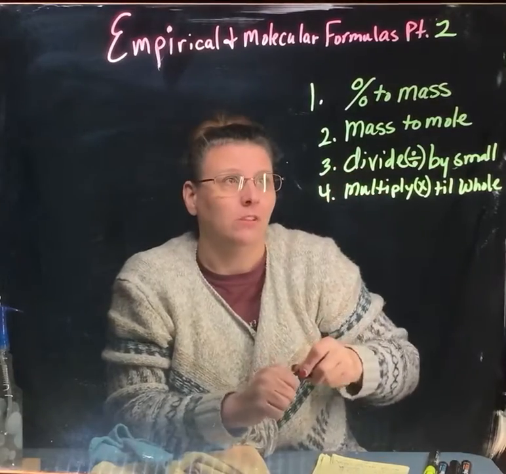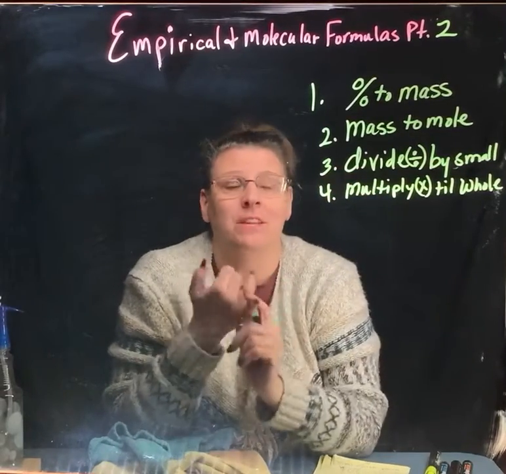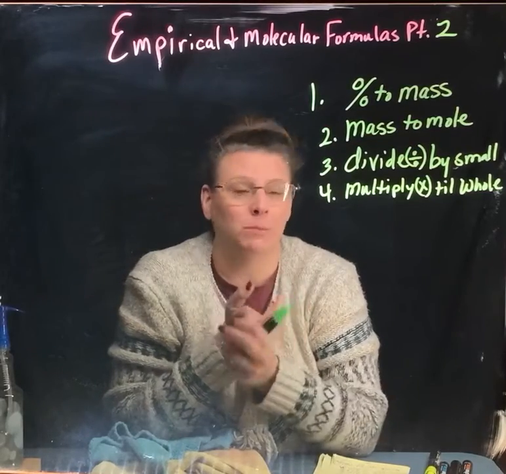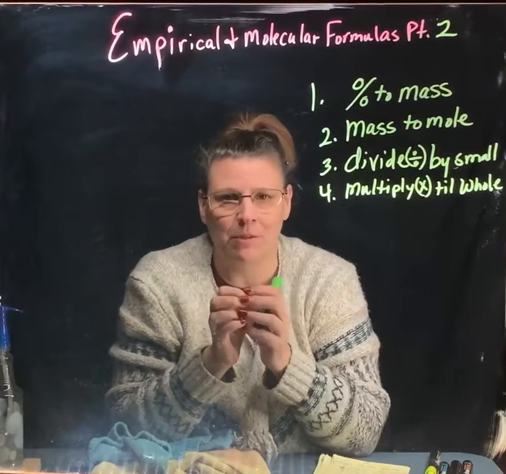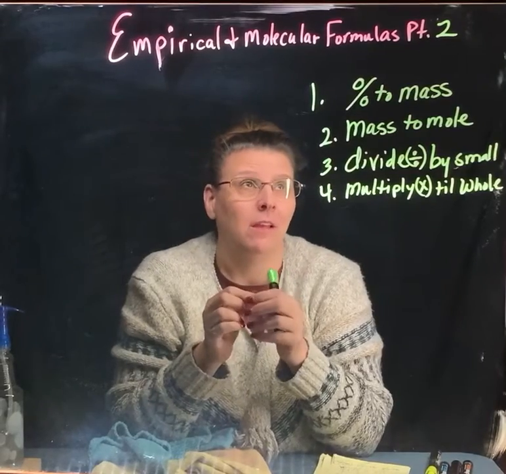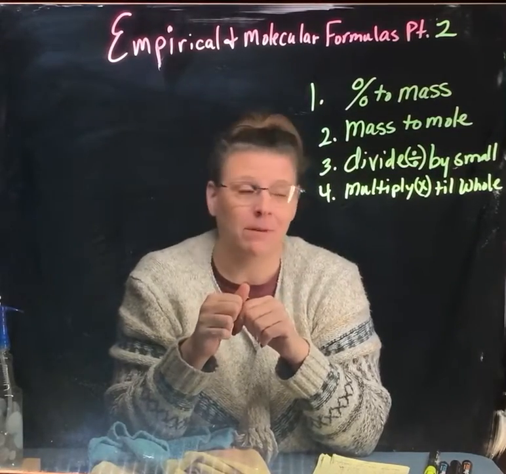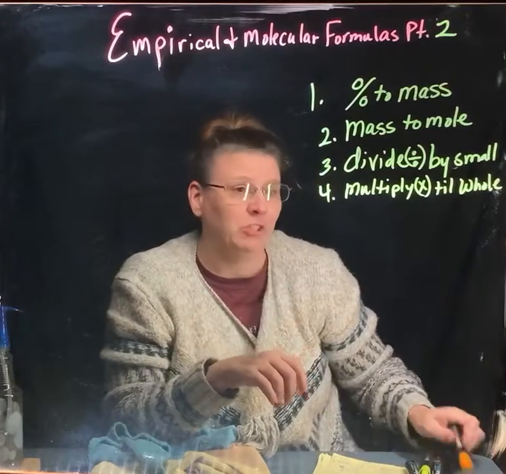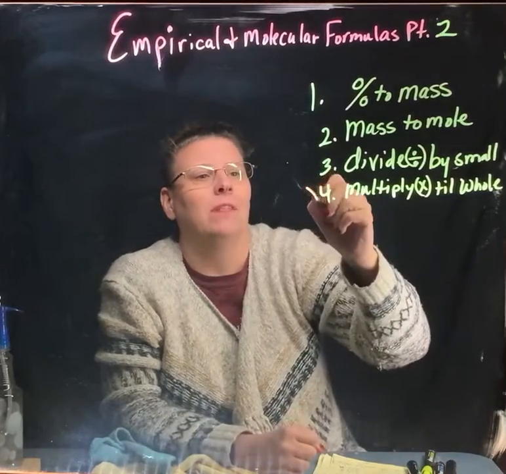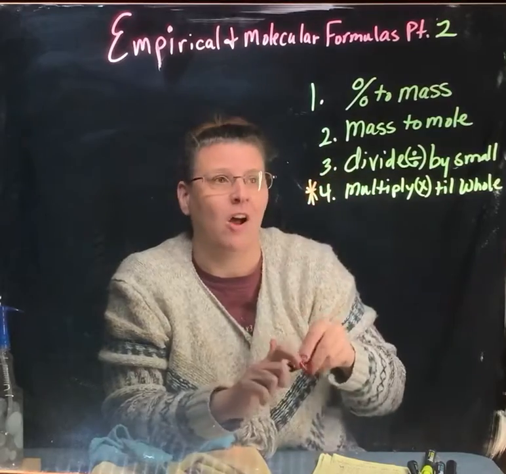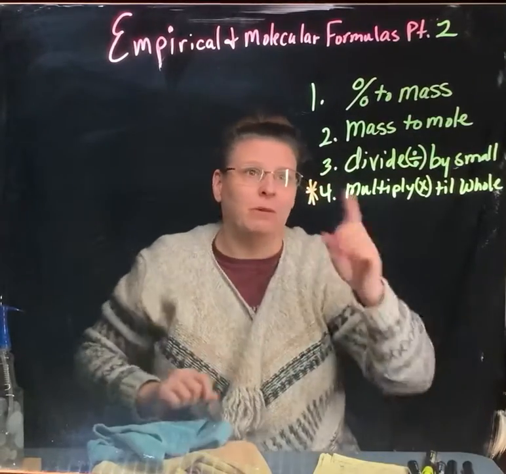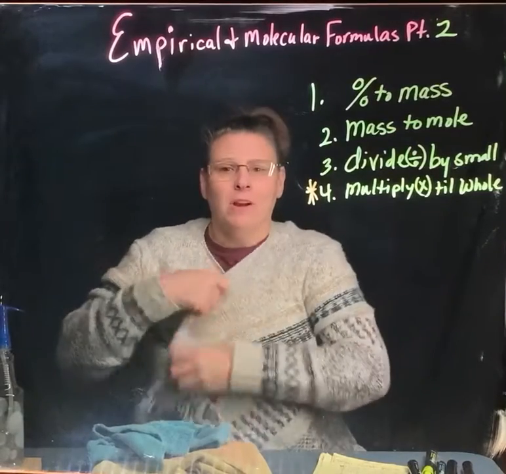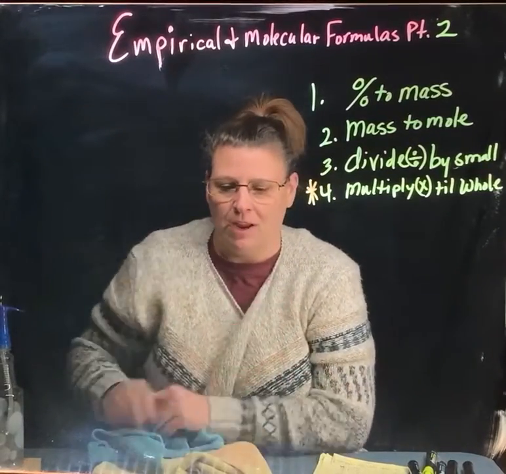Okay, so write these down. They are percent to mass, mass to mole, divide by small, multiply to whole. If you can remember that, and you kind of sing it, percent to mass, mass to mole, divide by small, multiply to whole, then you can pretty much do any empirical formula from there. This last step is not always used, but 1, 2, and 3 will be. Number 4 is only used at certain times.